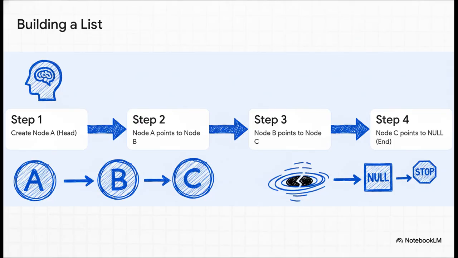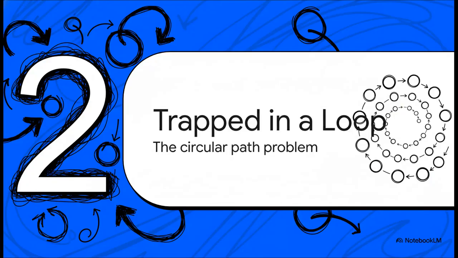So let's build one real quick. We start with node A, that's our head. Its signpost points to node B. Then node B's signpost points to node C. And here's the key. Node C's signpost points to, well, nothing. It points to null. And that null is the giant stop sign. It's the definitive signal that you have reached the end of the line. The path is complete. So that's the ideal scenario, right? A nice, clean path with a clear end.